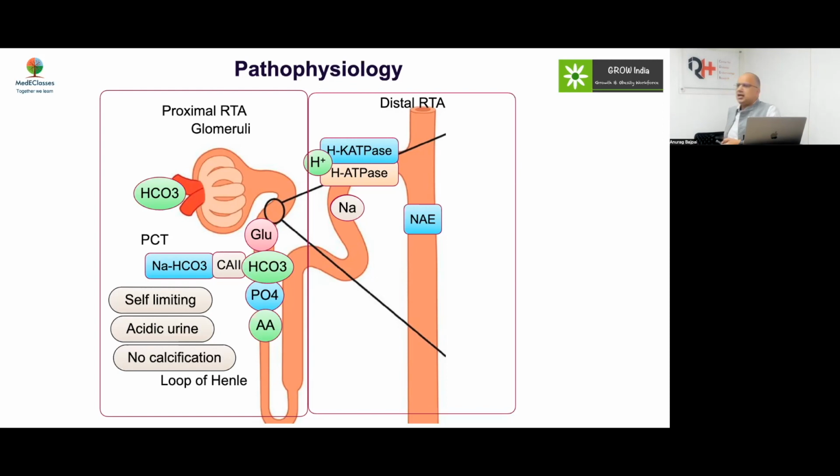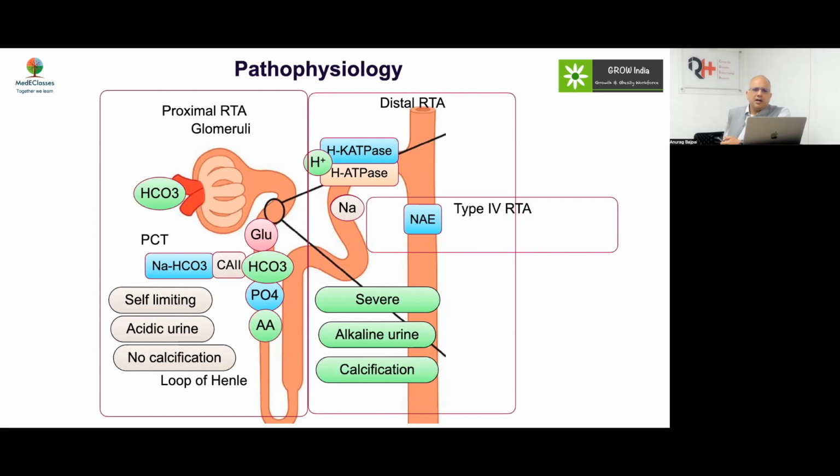Now, as far as distal RTA is concerned, the problem predominantly is in the distal tubule in terms of acidification. This is a more severe disease with alkaline urine and calcifications which are more common in that regard.